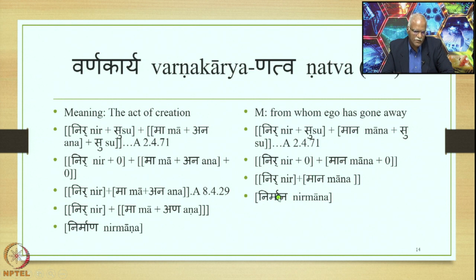So nirmana, which is a bahuvrihi compound, and nirmana, which is a tatpurusha compound, and the retroflex gives us this difference of meaning. When it is retroflex na, it means the act of creation, and when it is nirmana, it means one from whom ego has gone away. This is how Varnakarya tells us about the difference of meaning. This happens only at the end, and this is not an input of something else.